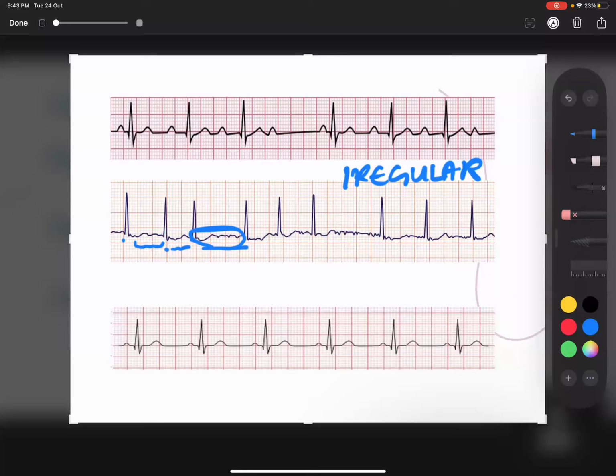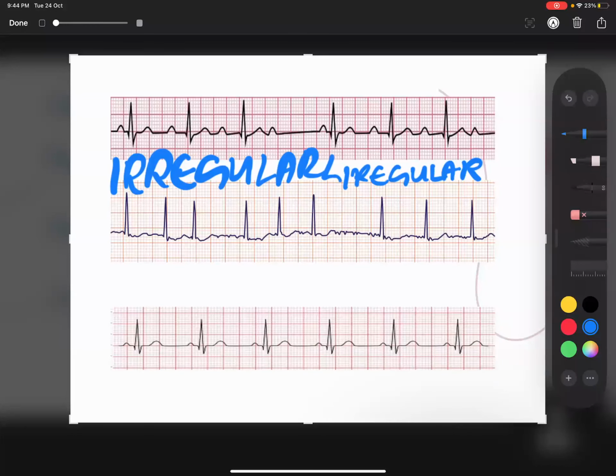Good job, guys. So just say it's irregularly irregular.